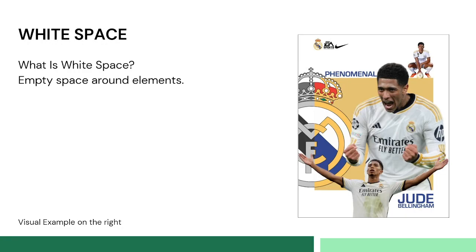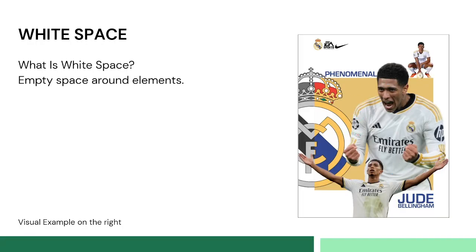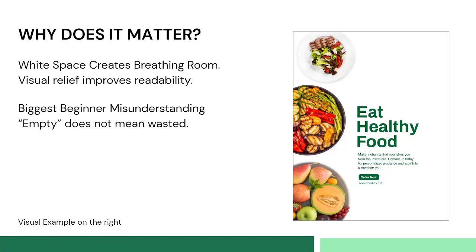So we're looking at white space. What is white space? We've explored white space in some of our past trainings, but we'll look over it again. White space is basically the empty space around our elements. Follow the arrow on my screen: the white space, the empty space around our elements. And there is a visual example here, by the way. This is for a football poster done for Jude Bellingham.